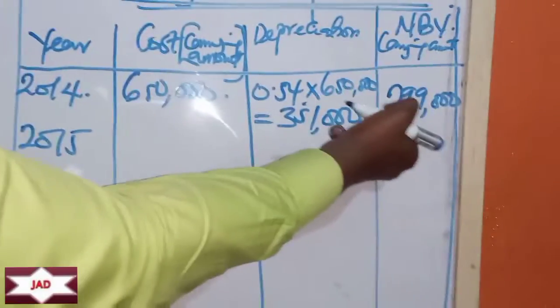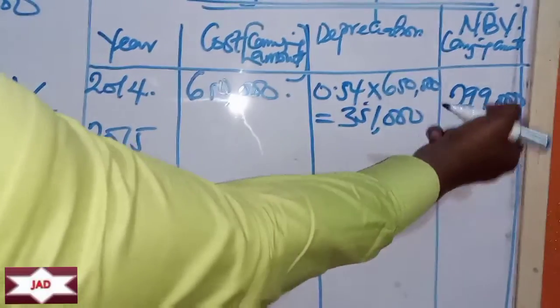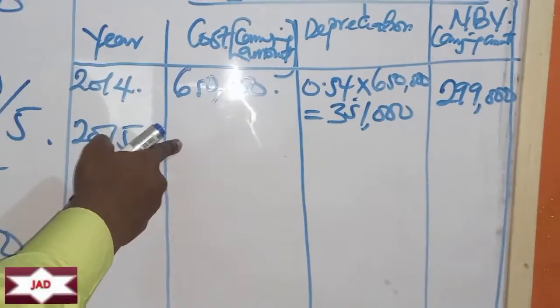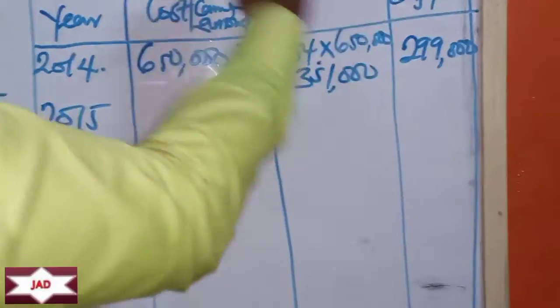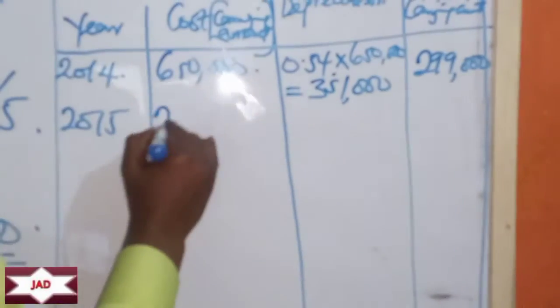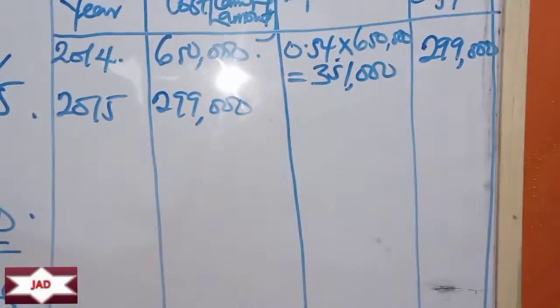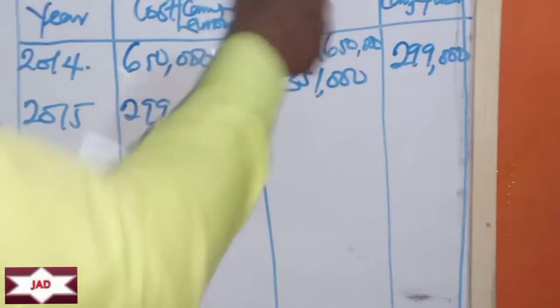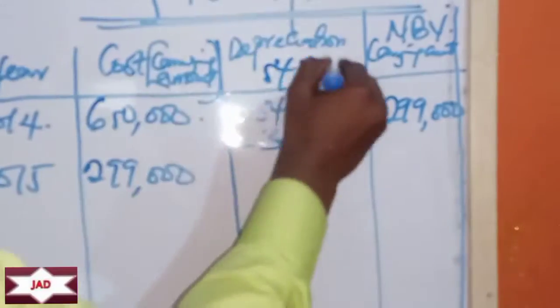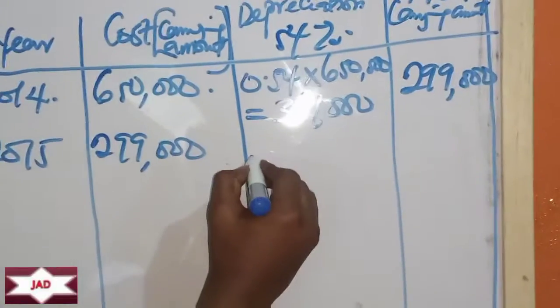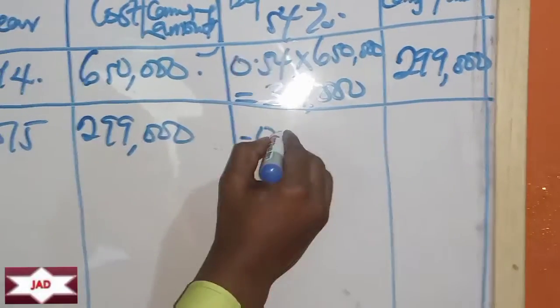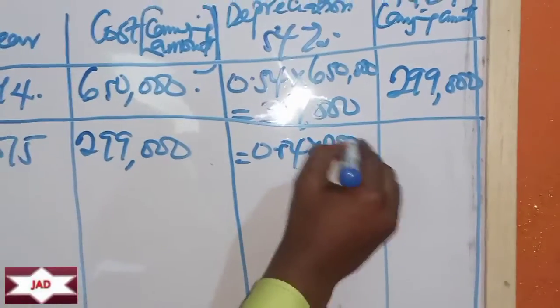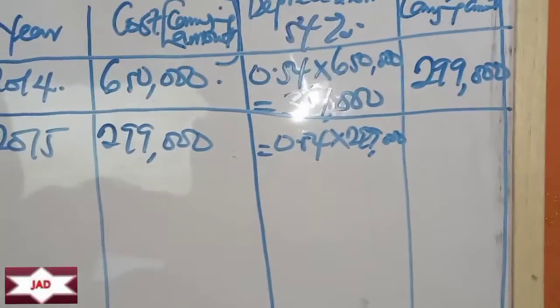So that means that in 2015, this is the cost at the end of the year. This becomes the cost at the beginning of 2015. In 2014, we started with 650,000. Take out depreciation, you have 299,000. This is the cost at the end of 2014, which becomes the cost at the beginning of 2015. The depreciation rate is 54%. So here it will be 0.54 times 299,000.